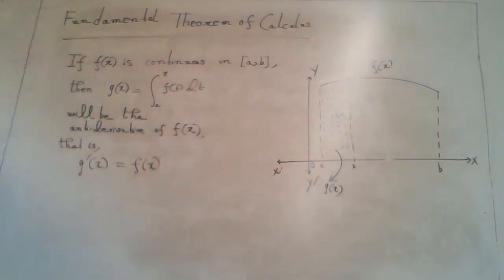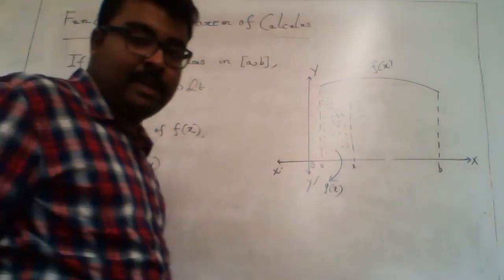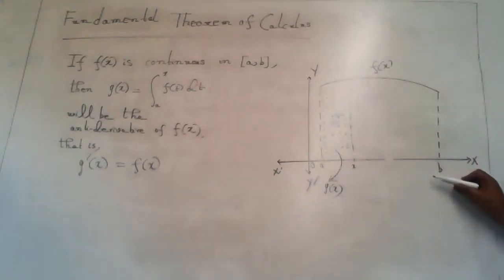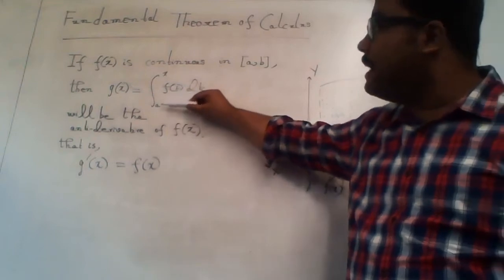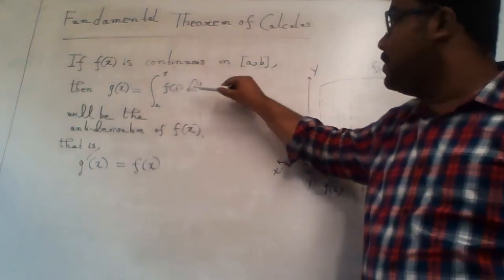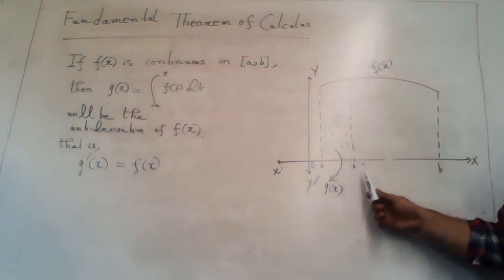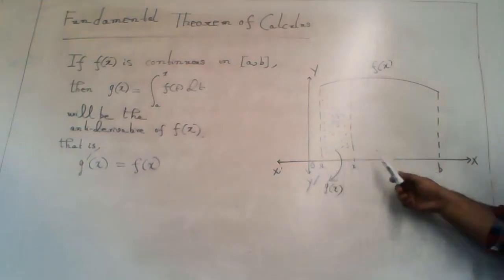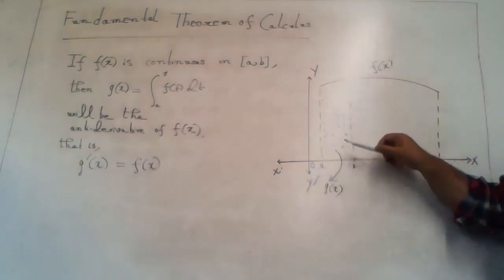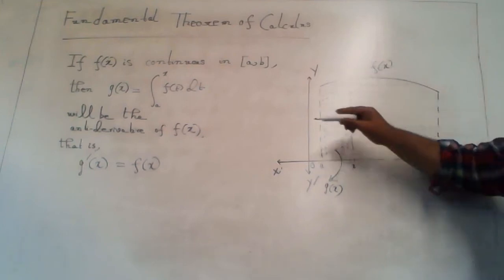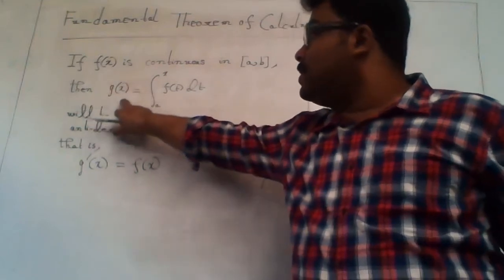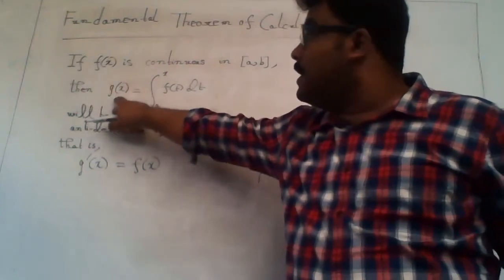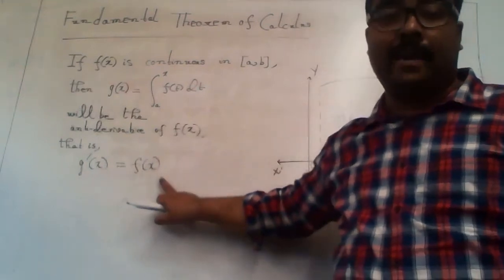So this is the fundamental theorem of calculus. If a function f(x) is continuous in this interval, then if I form a function g(x) in this way, what is g(x)? g(x) is the integral from a to x of f(t) dt. That is, if I take a point x in between a and b, and compute this area from a to x and denote this area by g(x), then this function g(x) will be a function. If I take the derivative of g(x), I will get back f(x).